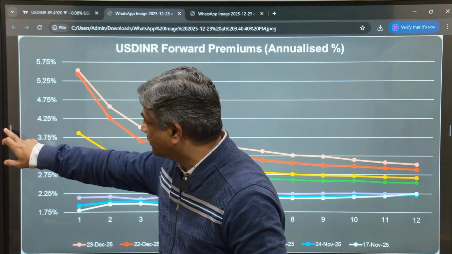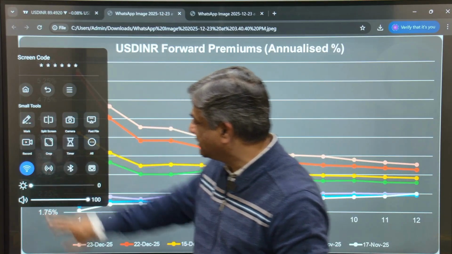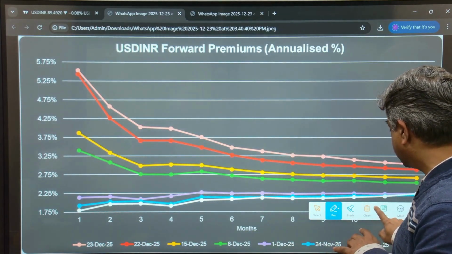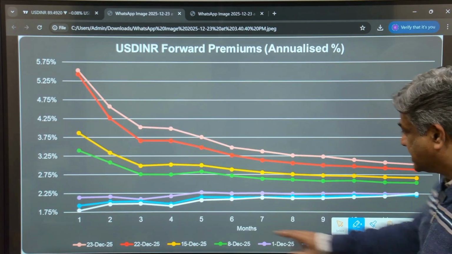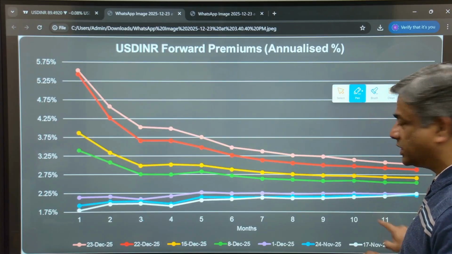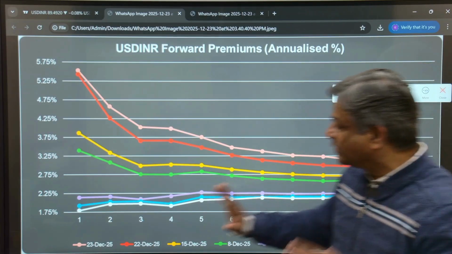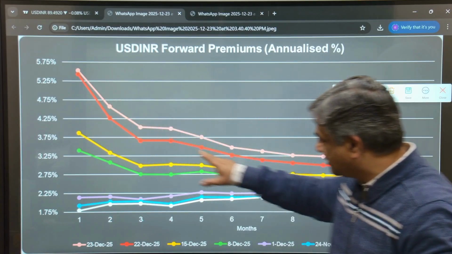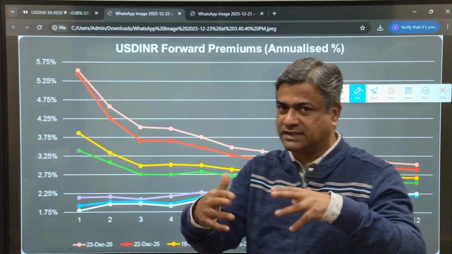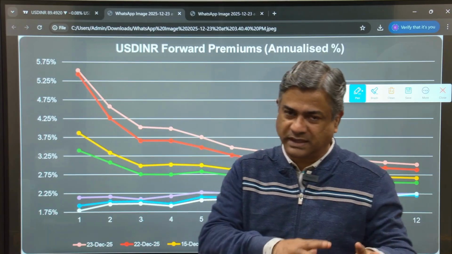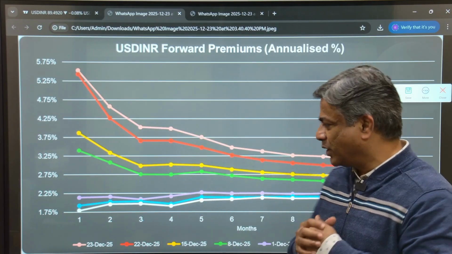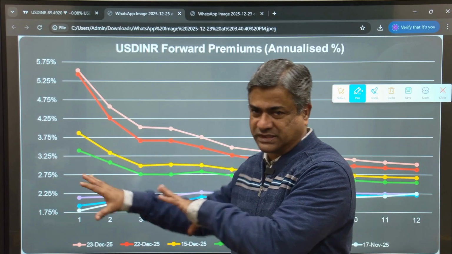In this chart, let me get my marker also at the same time. I have the premiums calculated for various days. So this is 1 month, 2 month, 3 month premiums for each of the months, and then you will go till 12 months towards the extreme right. Each of these days is a curve which shows how the forward premiums annualized have been. Remember, it is in terms of percentage and not in paisa. You can get paisa just by multiplying with the dollar INR spot, but we are more concerned about the percentage here.